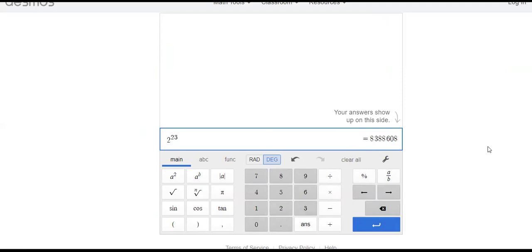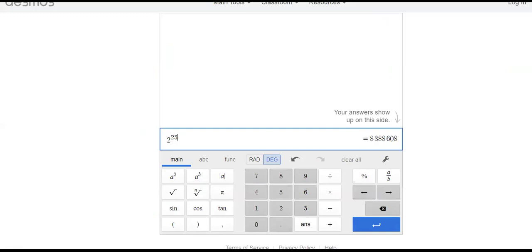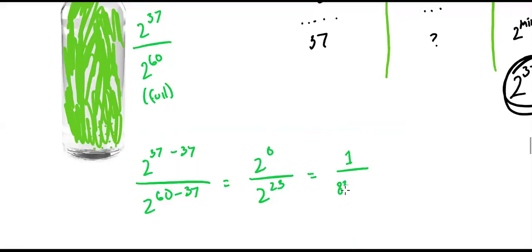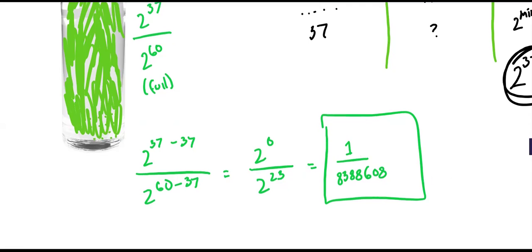So, 8,388,608. I'm not going to remember that. 8 million, that's all I got. 388,608 was it? So this is the fraction that is full at that time. That is a ridiculously tiny amount that's full, right?